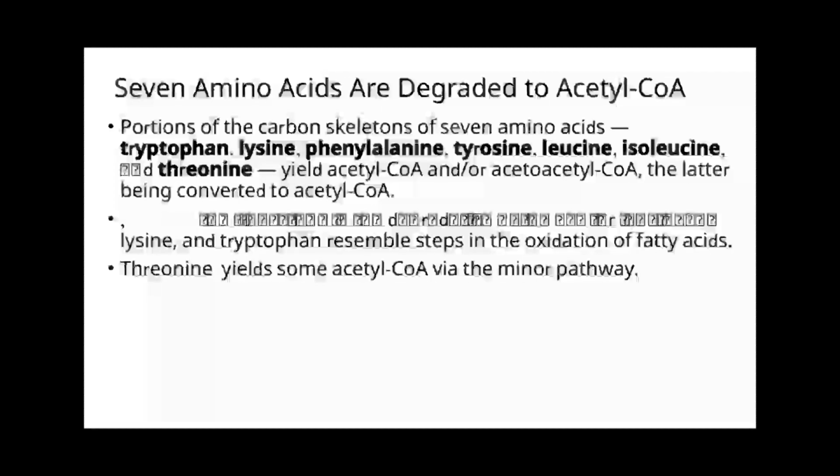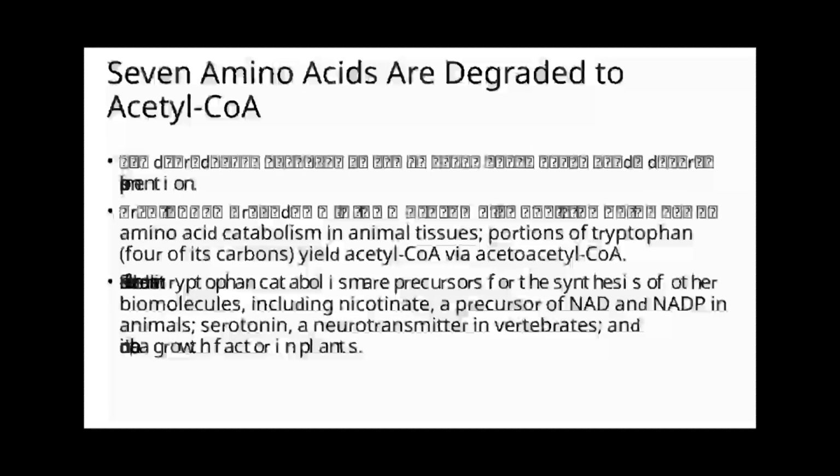Additionally, threonine, although it primarily follows a different route, can produce some acetyl-CoA through a minor pathway. Overall, this slide emphasizes that these amino acids contribute to energy production by feeding into central metabolic pathways, especially those involving acetyl-CoA. Let's take a closer look at the degradative pathways of some of these amino acids, specifically 2 that deserve a bit of special attention.